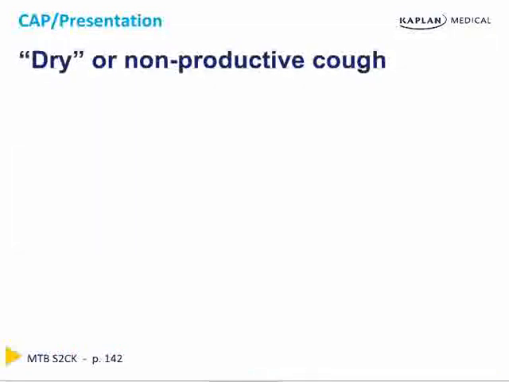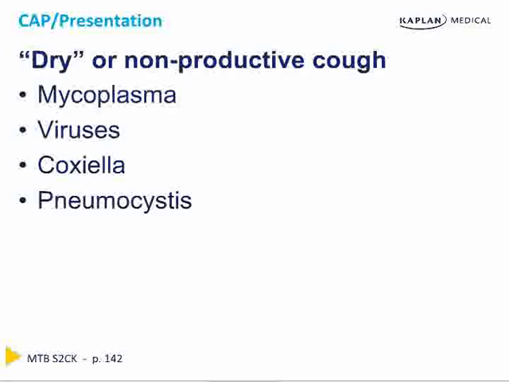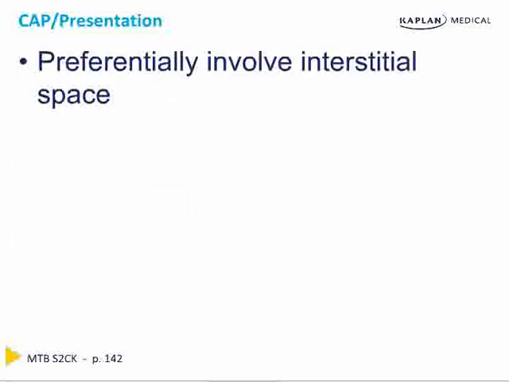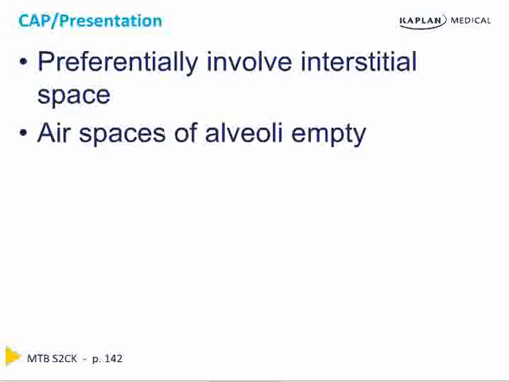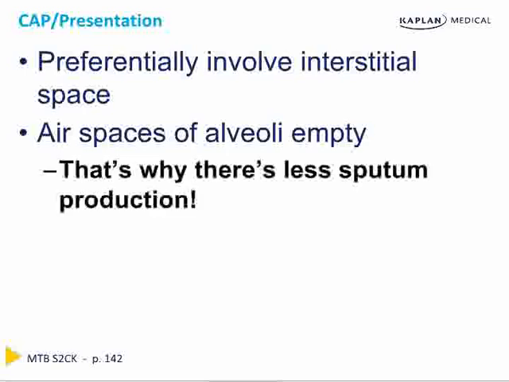In the situation where a patient with pneumonia has primarily a dry or non-productive cough, there are certain bugs you should think about as the culprits. The first would be Mycoplasma, and others include viruses, Coxiella, Pneumocystis, and Chlamydia. The reason for this is that these bugs preferentially involve the interstitial space in the lung. The air spaces of the alveoli are actually empty and quite healthy in these conditions. That's why there's less sputum production.